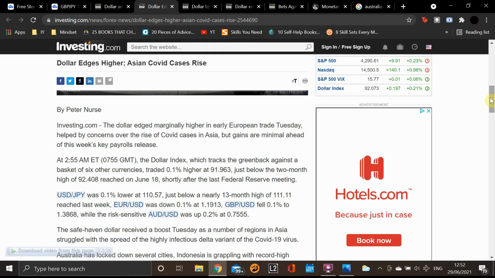USD JPY was 0.1% lower at 110.57, just below a nearly 13-month high of 111.11, reached last week. EUR USD was down 0.1% at 1.1913. GBP USD fell 0.1% to 1.3868.